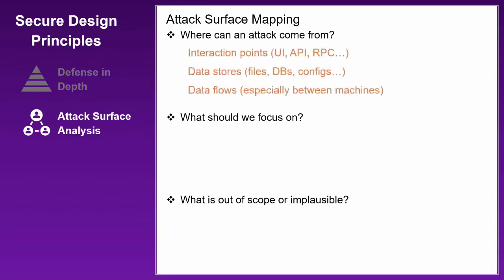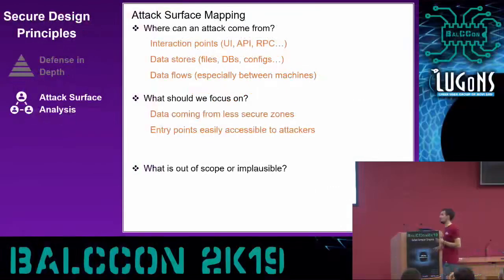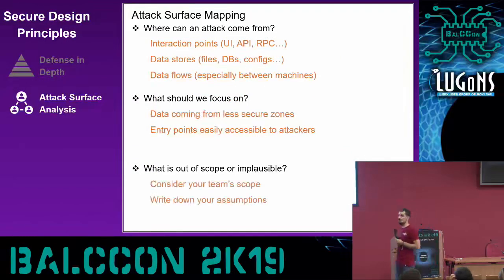Where can an attack come from? The interaction points are an obvious attack surface. All your data stores, data flows, especially those between multiple machines. What should we focus on? Data arriving from less secure zones, especially those zones that have a near infinite amount of attackers, such as the internet. And what is out of scope?